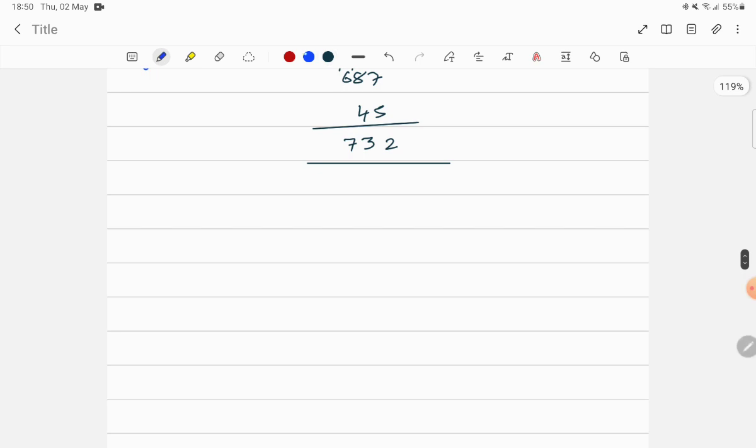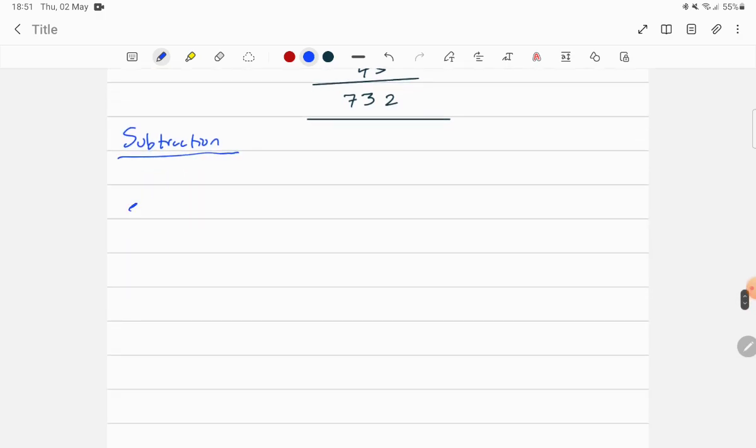Let's look at some subtraction. Very similar techniques. For subtraction, let's have a look at an example. If you were to say, for example, 734 minus 45. Again, putting it in our columns of hundreds, tens, and units. 734 and 45.